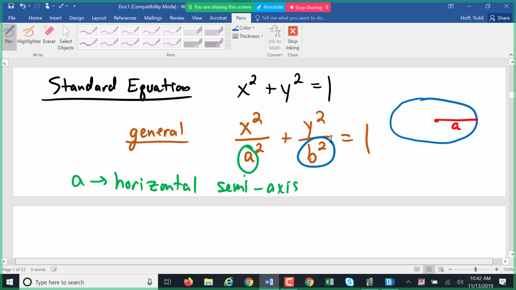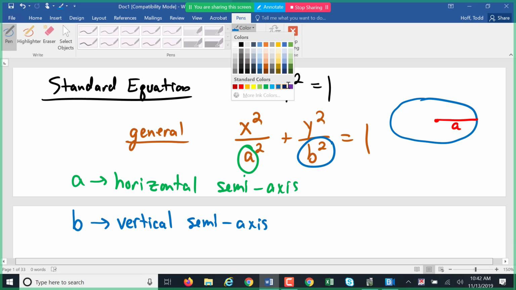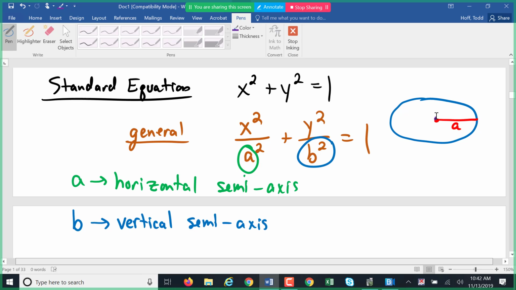For the b squared, b, since the b is with the y, is the vertical semi-axis. So what's that mean? Well, B is from the center up to the top or from the center down to the bottom.